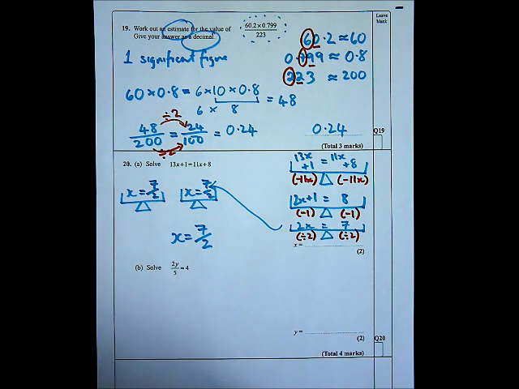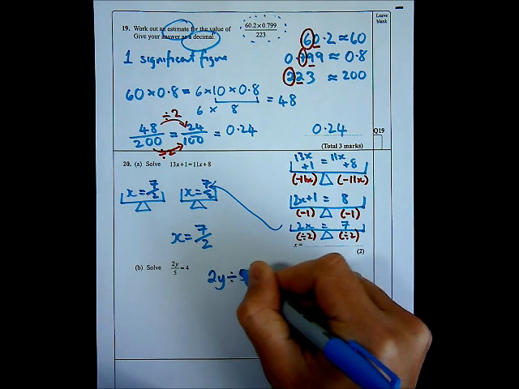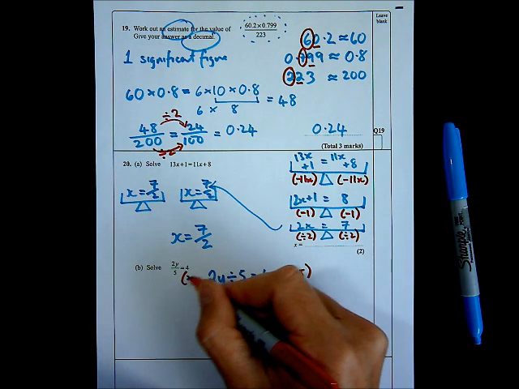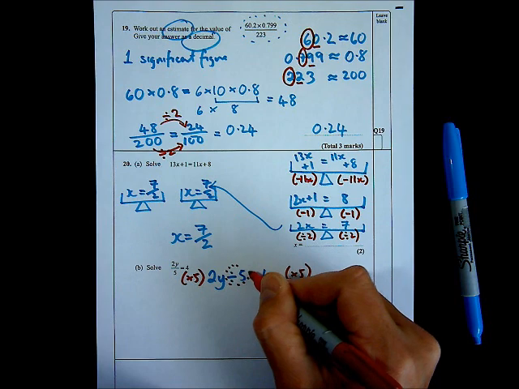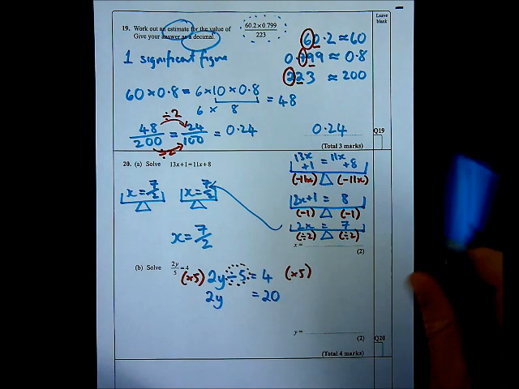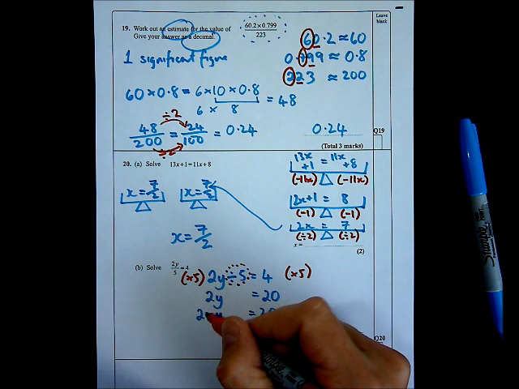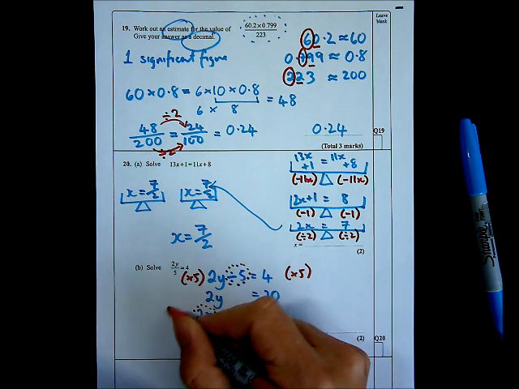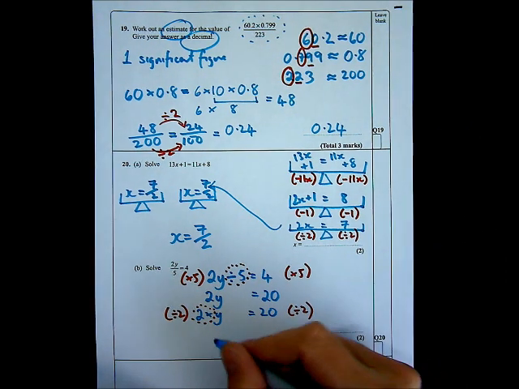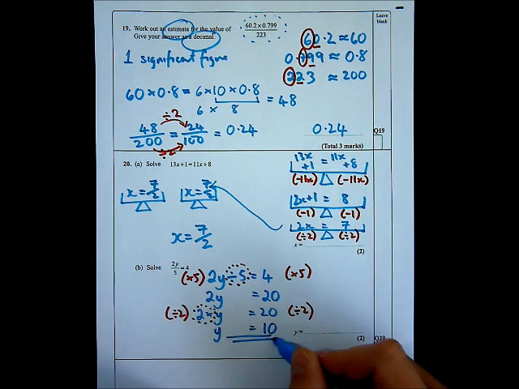In part B, I'm asked to solve this equation. So I've got 2y divided by 5 equals 4. So I'm going to times both sides by 5 to get rid of this divide by 5. And that's going to leave me with 2 lots of y is equal to 20. Now I know that 2y is 2 times y, so in order to get rid of this times 2, because I'm just interested in what y is, I'm going to divide by 2. So on this side I'm left with y, and on this side 20 divided by 2 is 10, so y is 10.